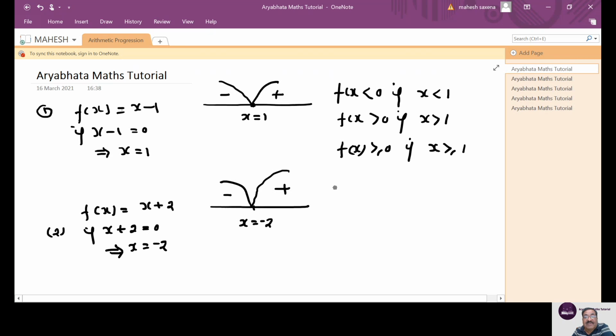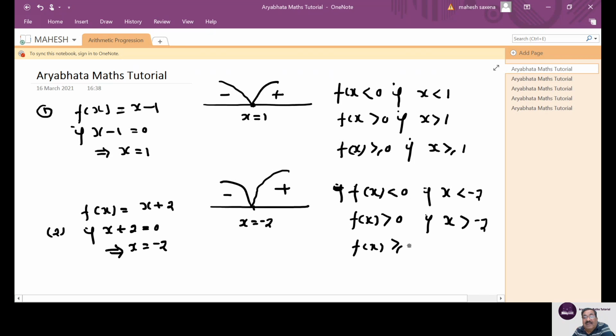Now in this case, f(x) is less than 0. It means we have to take this portion, that is x is less than minus 2. f(x) is greater than 0 if we take this portion, that is x is greater than minus 2. f(x) is greater than or equal to 0 means x can also be minus 2, then f(x) will be greater than or equal to 0 if x is greater than or equal to minus 2. Now I am taking this third example.